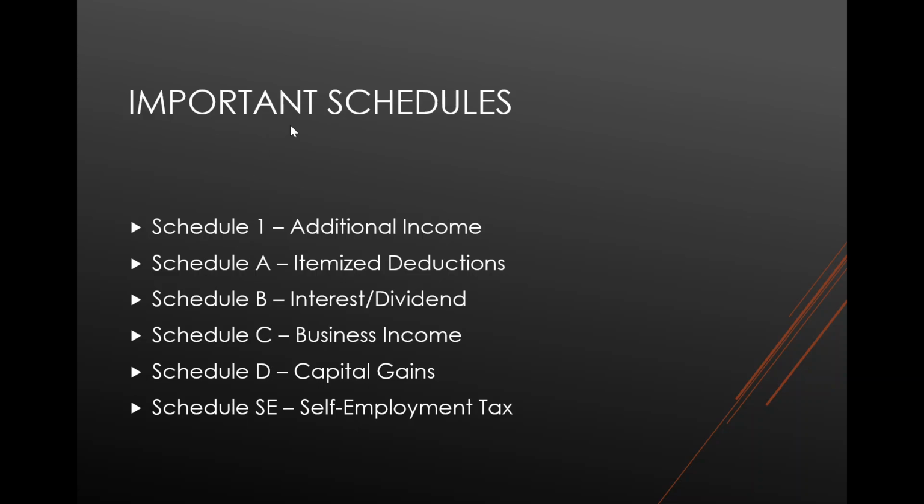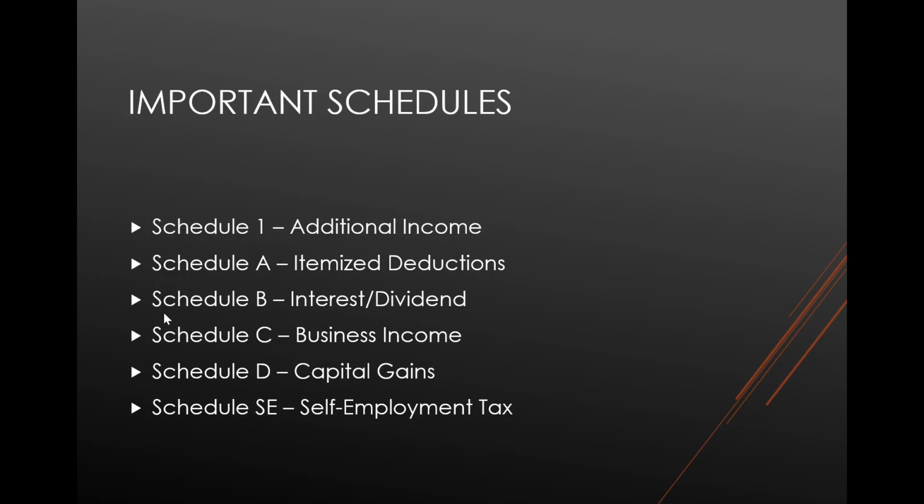So these are the important schedules in the form 1040. Schedule 1 is for the additional income. Schedule A is for the itemized deduction. I told previously that there are two types of deduction: standard deduction or itemized deduction. If it is standard deduction, then it is fixed as per the filing status. And if the person wants to claim the itemized deduction, not the standard deduction, then he is to fill the schedule A accordingly.